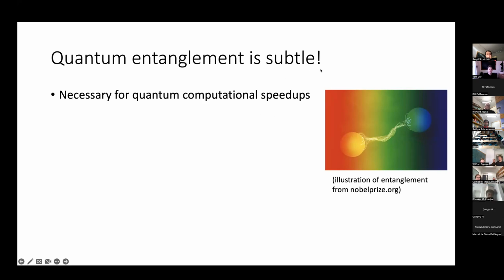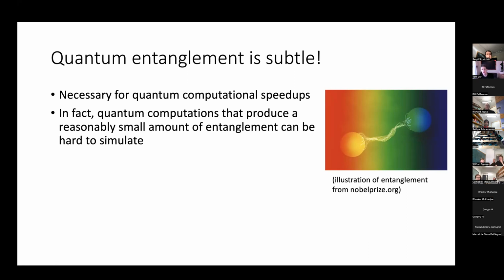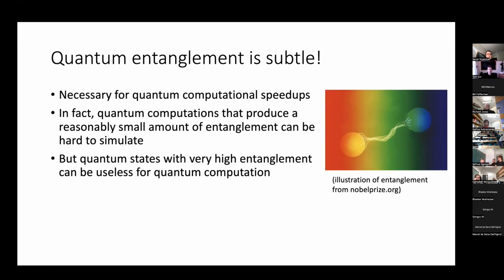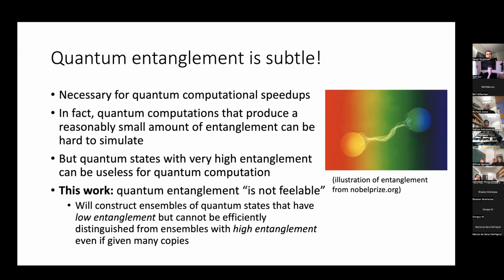So clearly this is a very subtle concept, something I think it's fair to say we don't understand. But from the perspective of quantum computation, we know that some of it is necessary for non-trivial quantum speedups. But on the other hand, it seems like we don't need that much quantum entanglement to be hard to simulate. We have good examples of quantum computations that produce a reasonably small amount of entanglement that can still be hard to classically simulate. But at the same time, it's not a the-more-the-merrier situation. We have examples of quantum states with really high entanglement that are in some formal sense useless for quantum computation. So again, it's fair to say that we don't understand exactly the role that entanglement plays in enabling quantum computational speedups. And in this work, I'd love to tell you that we've solved this problem, but instead, I fear we're going to muddy the waters even worse.